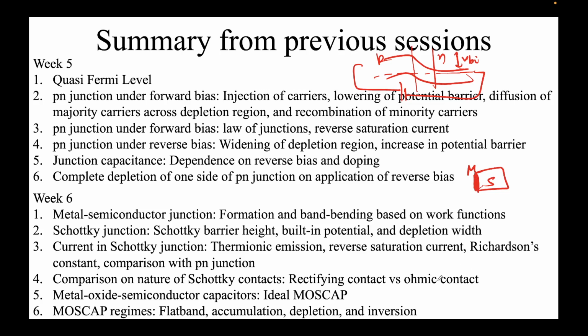Finally, we came to the heart of this course, that is the MOS capacitor, metal oxide semiconductor capacitor. We saw what an ideal MOS capacitor looks like and its different regimes, that is the flat band regime, the accumulation, the depletion, and the inversion. These depend on what kind of gate bias you are applying. So the structure looks something like this. If you recall, metal, this is your oxide, and finally this is your semiconductor slab. Let's say this substrate is grounded; depending on what bias you are applying here, you can have these four regimes: flat band, accumulation, depletion, and inversion.